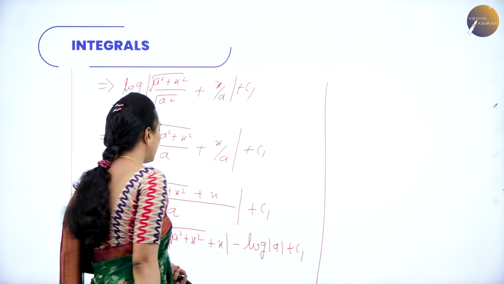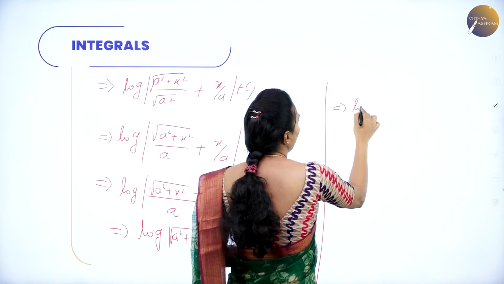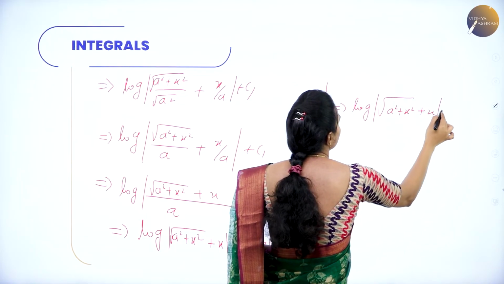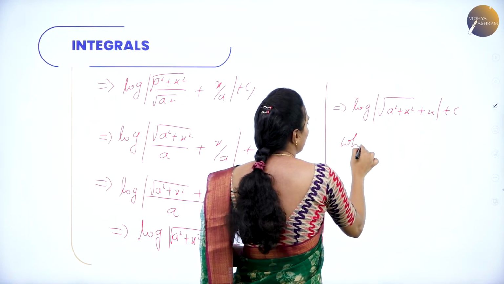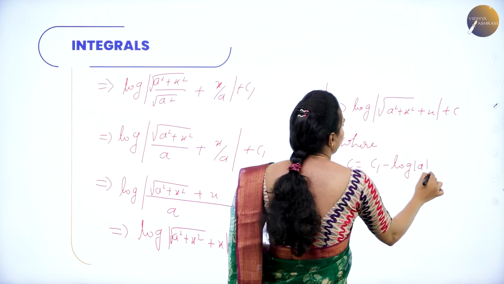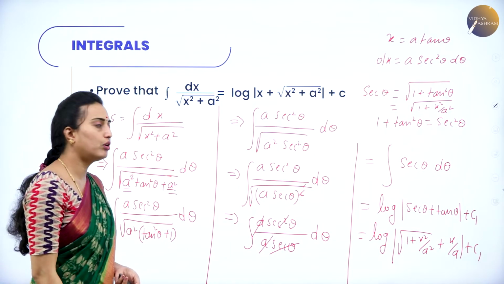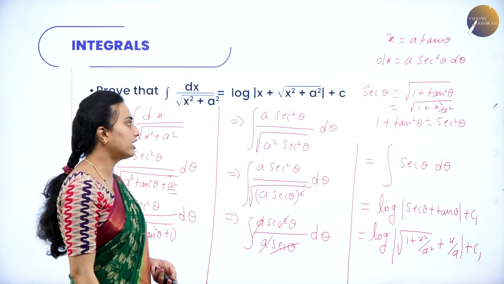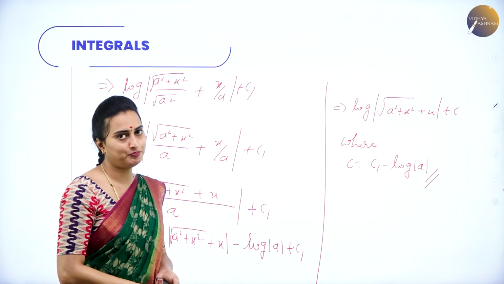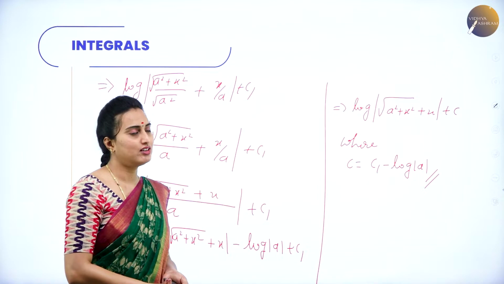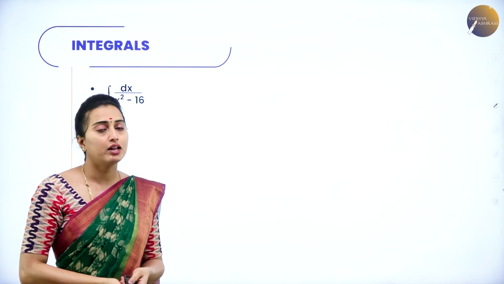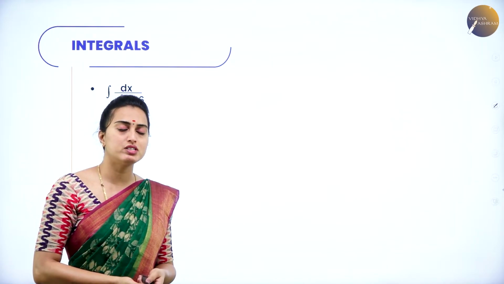Otherwise you can write the answer as log of modulus of under the root a squared plus x squared plus x plus c, where c is equal to c1 minus log of modulus of a, and that's the proof. So under the root of x squared plus a squared plus x, or x plus under the root of x squared plus a squared plus c, and that is your final answer. I hope you understood this one. Now, we'll be moving on to solving problems based on all those formulae. Remember all formulae, dear students, that we have proven till now.